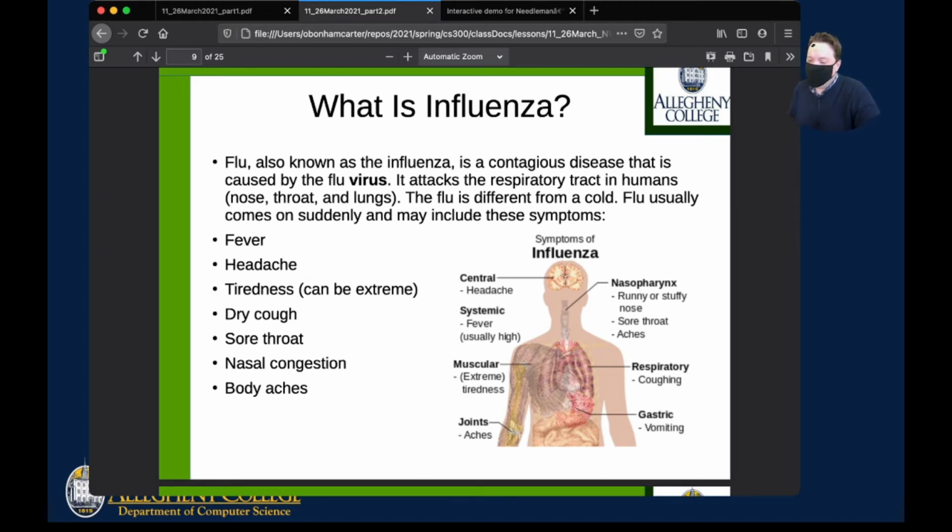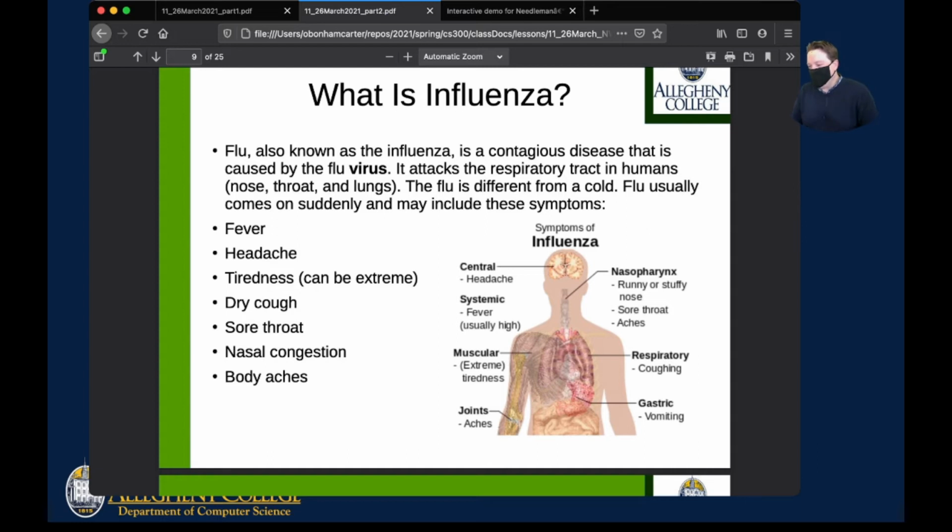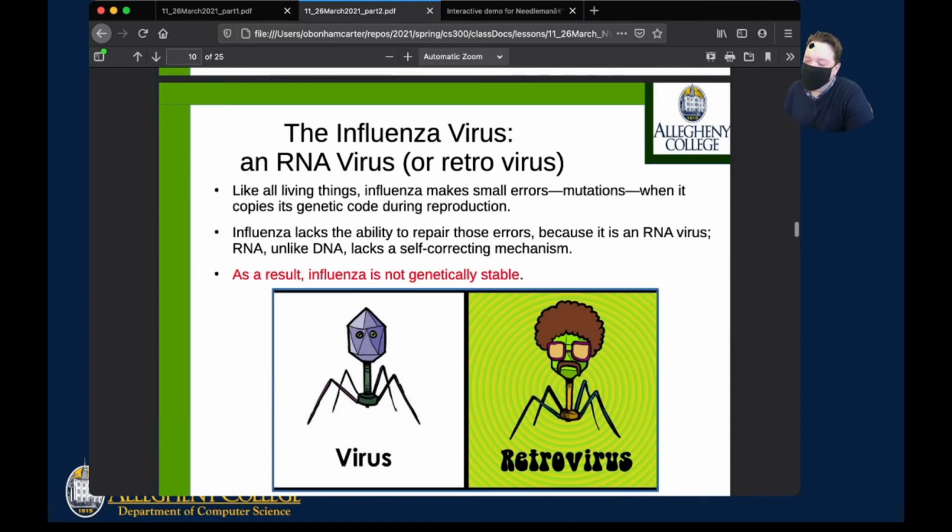But still, it has flu-like symptoms: fever, headache, tiredness. You get a dry cough, sore throat, nasal congestion, and aches. And it basically targets your respiratory system, so you have all this coughing. Your lungs are infected. You can get pneumonia, where your lungs will fill up with fluid. It's really something you don't want to have.